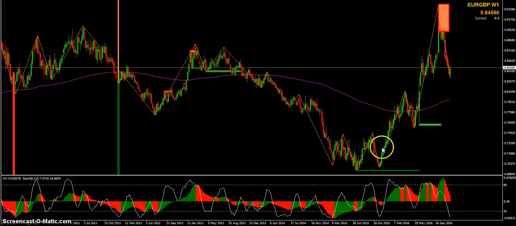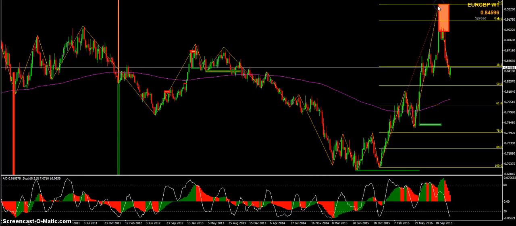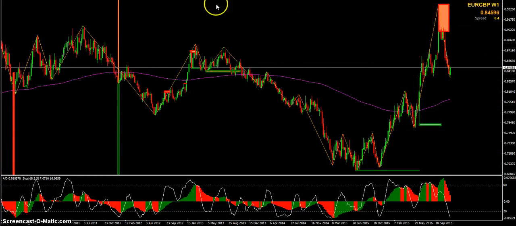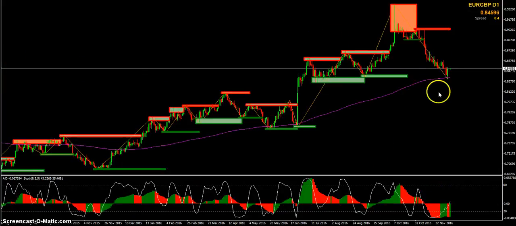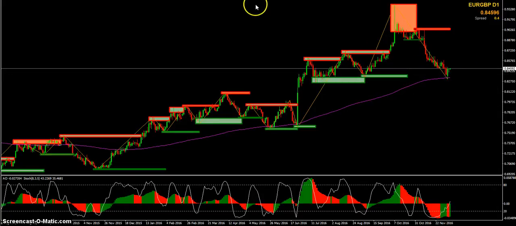Euro pound, we have a similar setup, 1, 2, 3 on the weekly chart, pull back for 4. How far has it pulled back? We'll grab our Fibonacci retracement tool. We want to see a minimum of 38.2, which it has done. Starting to find a bit of support around this daily DSR zone area. So if we drop down to the daily chart, we can see it's bouncing off the daily 200 EMA and the daily support area. So that's a good sign that it's likely going to go higher.